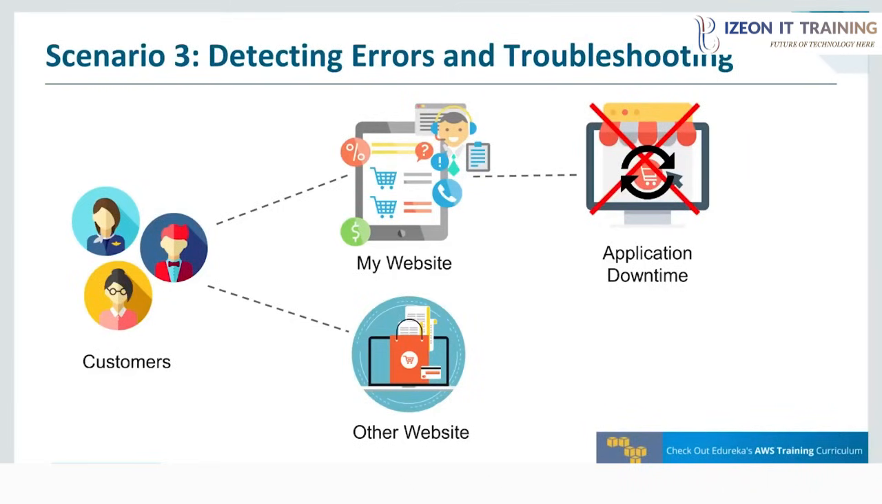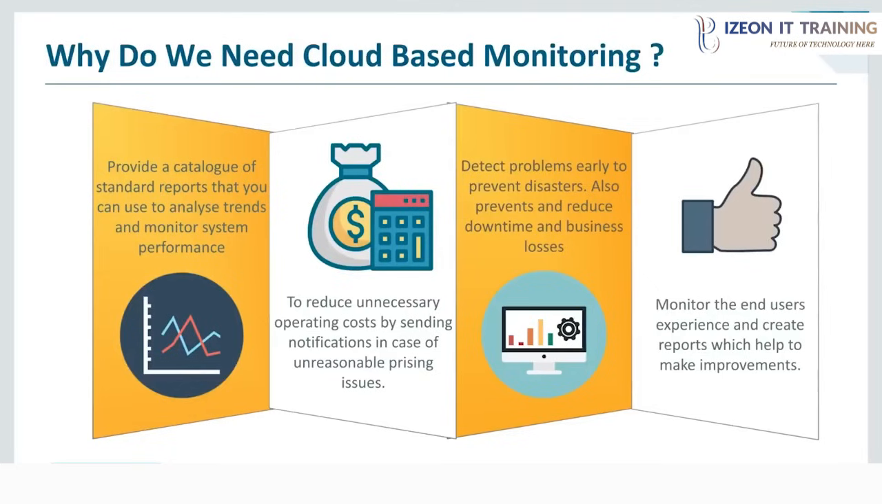So I hope guys, with the help of these use cases, you were able to understand why we need cloud-based monitoring. So let me just summarize what we've learned till now. We need monitoring firstly because it provides a detailed report regarding performance of your applications on cloud. And secondly, it helps us to reduce unnecessary operating costs which we are paying to the cloud provider. Moreover, it detects problems at an earlier stage itself so that you can prevent disasters later. And finally, it monitors the user's experience and provides us insights so that we can make improvements.